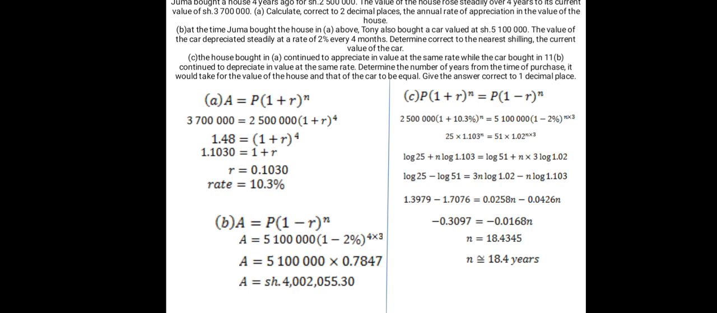C. The house bought in A continued to appreciate in value at the same rate while the car bought in B continued to depreciate in value at the same rate. Determine the number of years from the time of purchase it would take for the value of the house and that of the car to be equal. Give the answer correct to one decimal place.